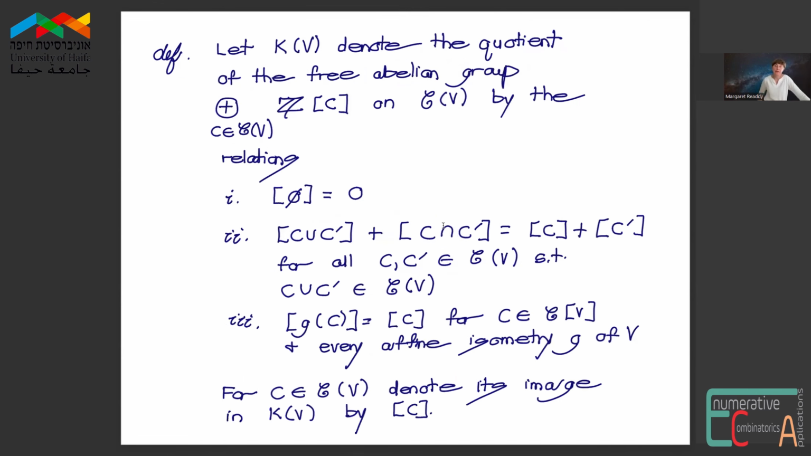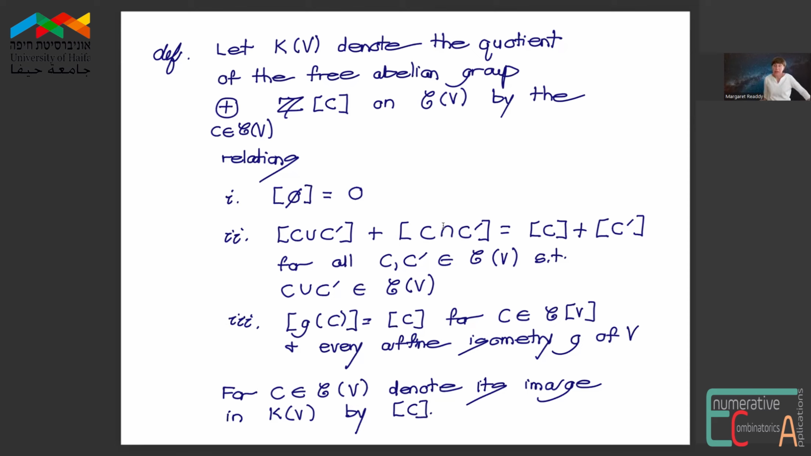All right, so now we're going to continue to bump things up. We want to consider the free abelian group generated by the elements in script C of V. K of V is going to denote the following quotient. We're taking this free abelian group generated by all the elements of script C of V, and we're going to mod out by the following relations.